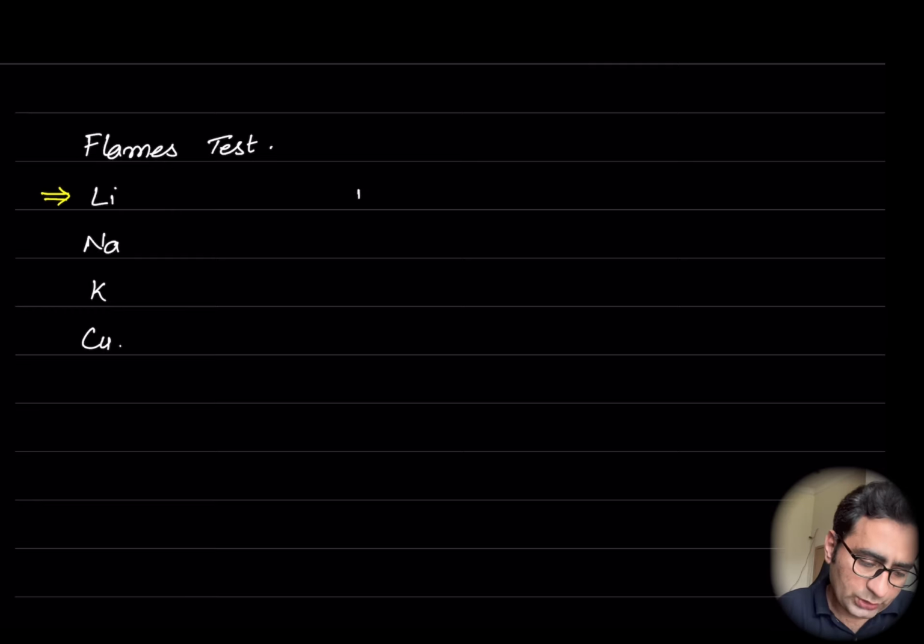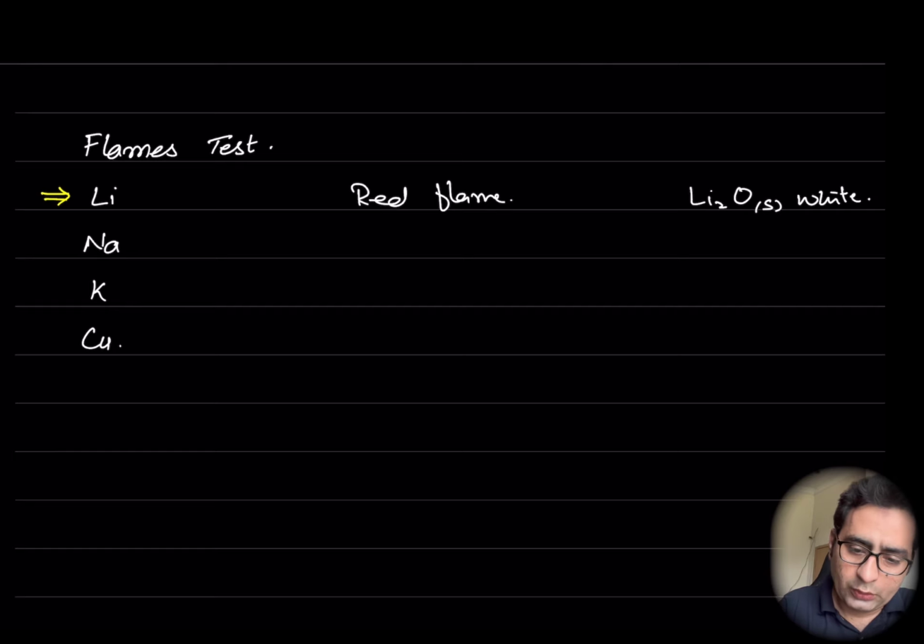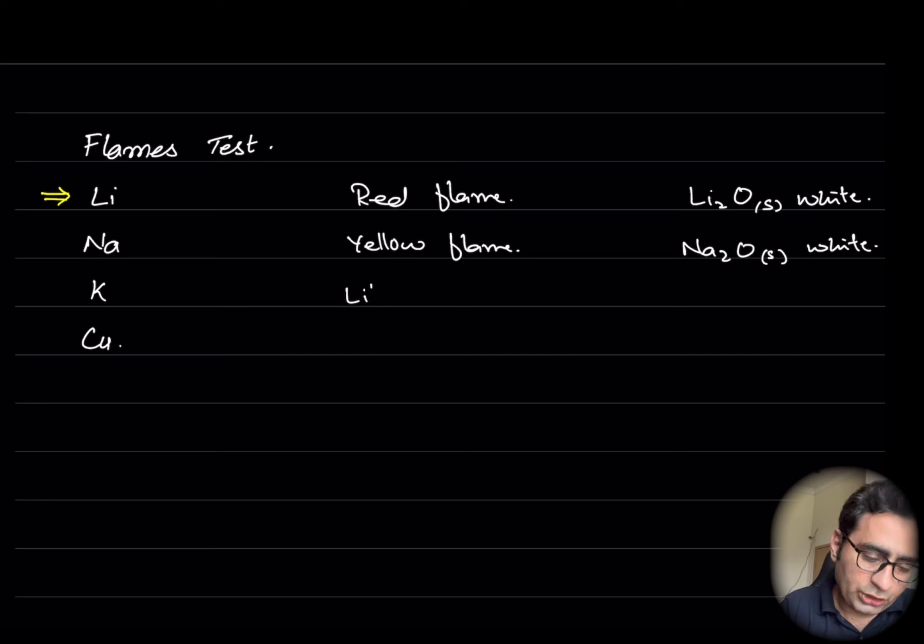Lithium burns with a red flame, and the product is lithium oxide, Li2O, which is white in color. All these group 1 and group 2 metals, their compounds are white solids. Sodium burns with a yellow flame, and the product is sodium oxide, Na2O, again a white solid. Potassium burns with a lilac flame, and the product is potassium oxide, K2O, again a white solid.